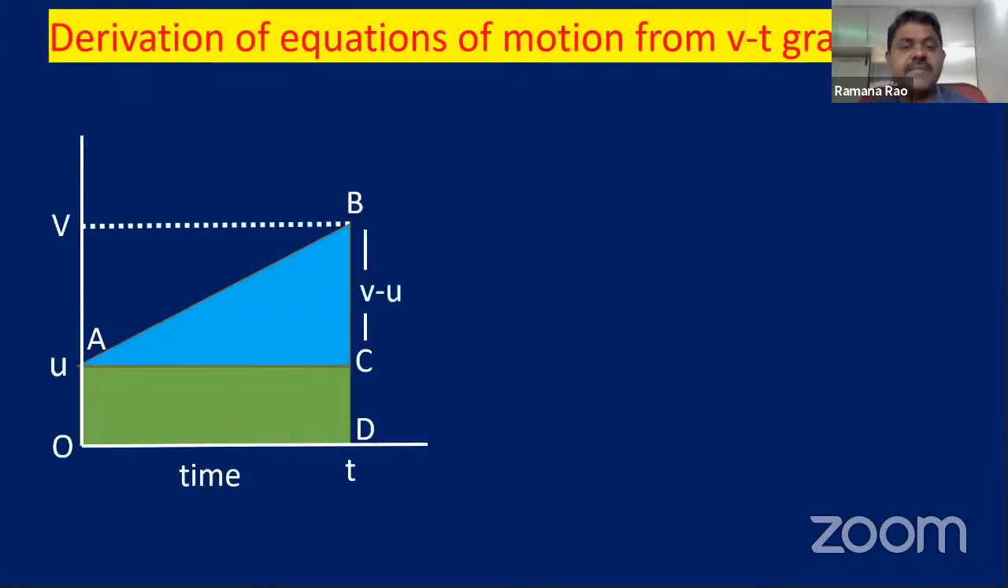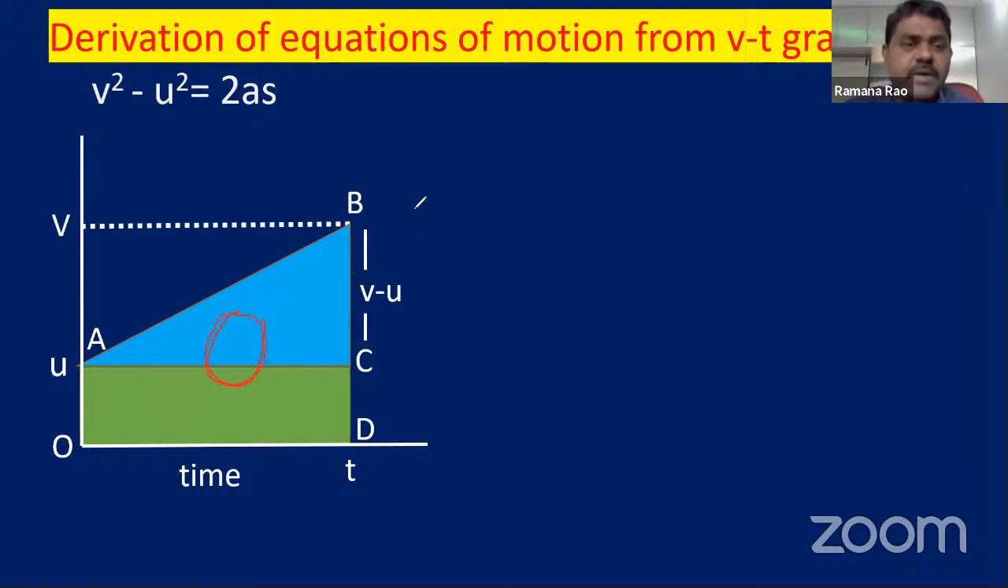Coming to the derivation of equations of motion from the v-t graph, that is v square minus u square is equal to 2as. How can we derive this other equation? So dear children, you can see the given figure is in the form of a trapezium.